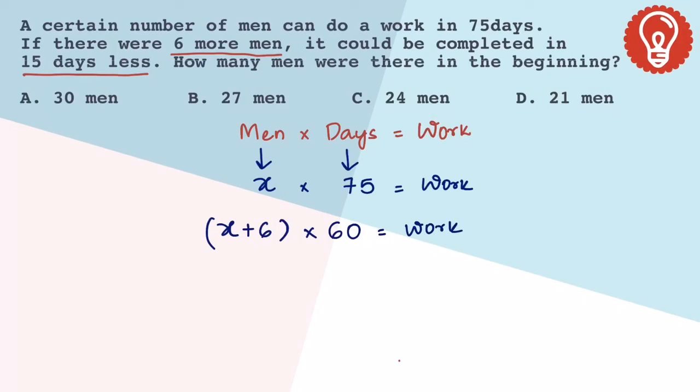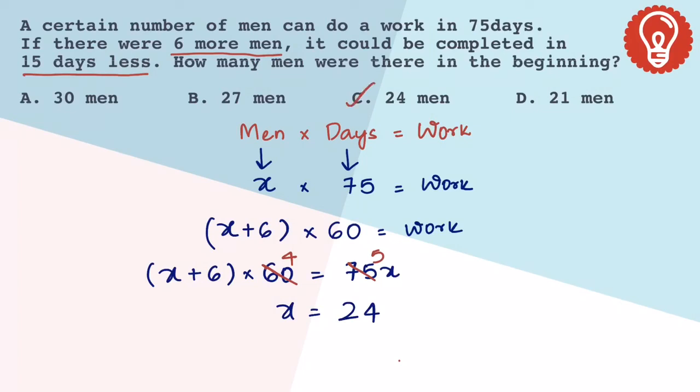On equating both the equations, this is 15 fours and this is 15 fives, or we can write it as x is equal to 24. So how many men were there at the beginning? There were 24 men. Option C is the correct answer.